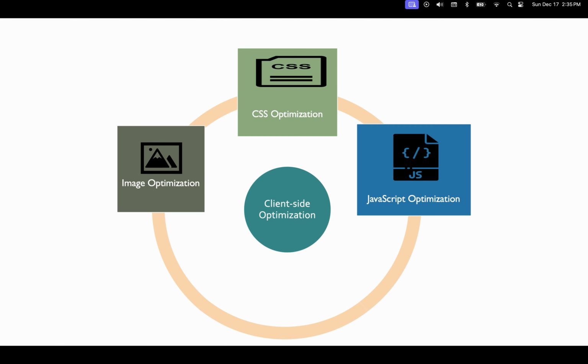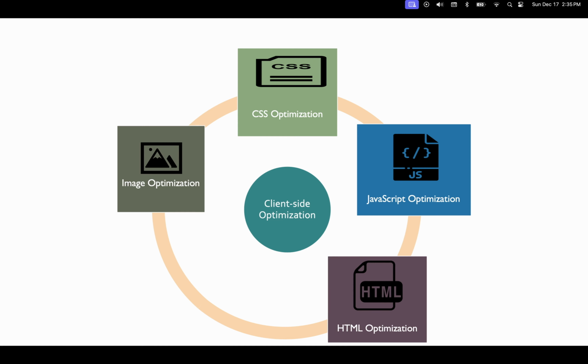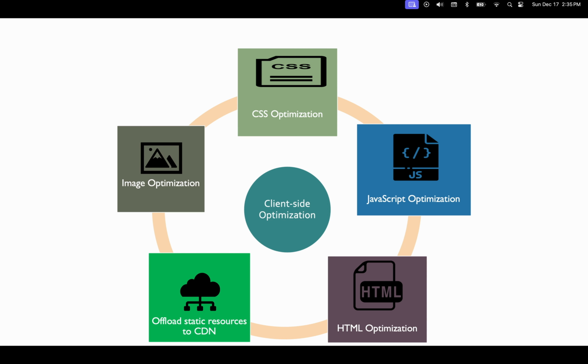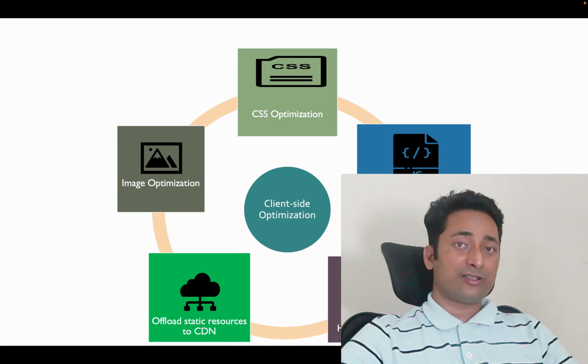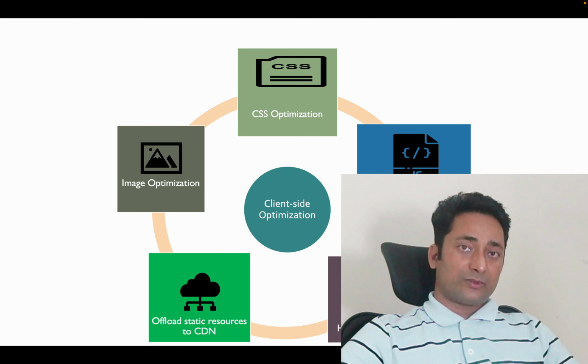We will look at JavaScript optimization, what can be done to JavaScript files and code to optimize JavaScript. Then we are going to look at HTML optimization, what can be done to the HTML rendered on the website to improve the speed. And then we are going to have a look at CDN implementation, which will finally help us offload static resources like CSS, JavaScript and images from our website. Let's start.